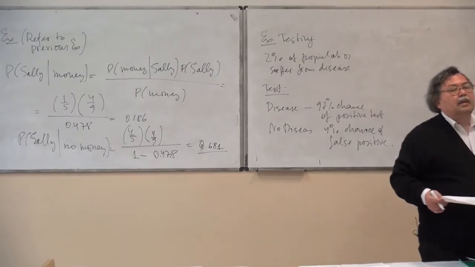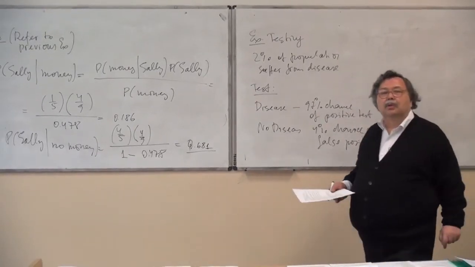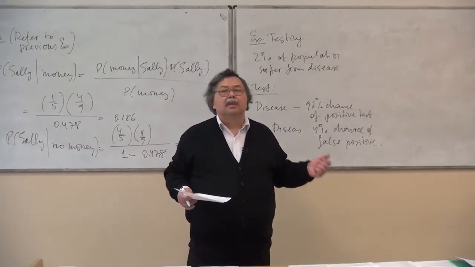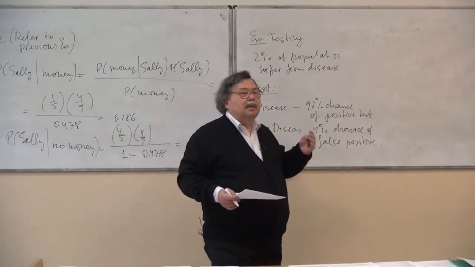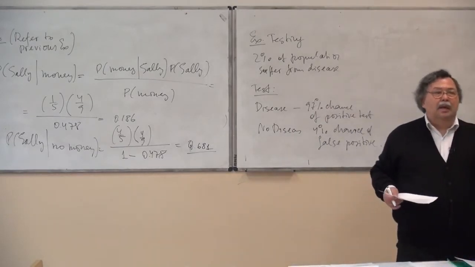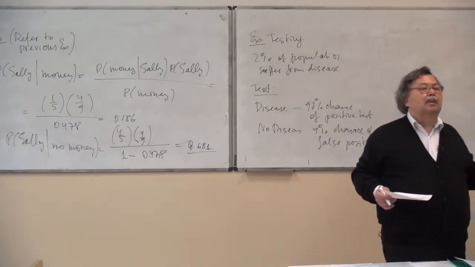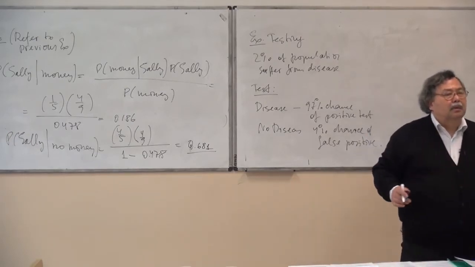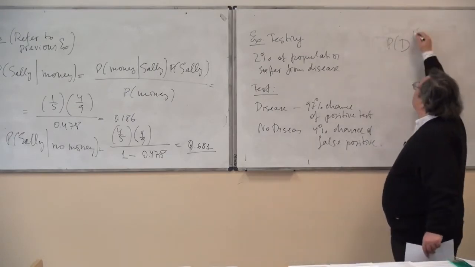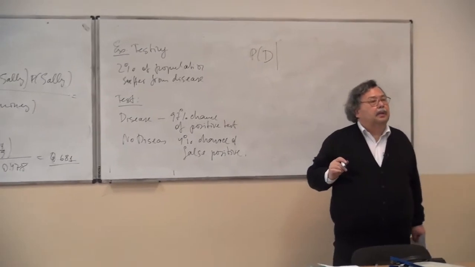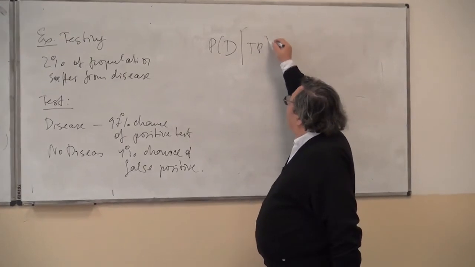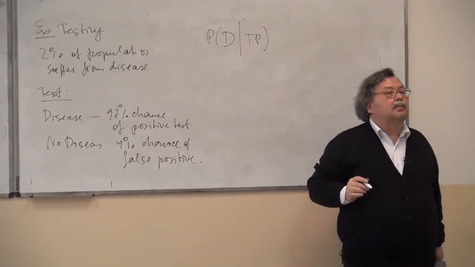Now the question is this: suppose somebody, an individual, is given this test and the result is positive. Positive doesn't mean good, again. Positive means that the test indicates the presence of this disease. What's the probability that the disease is actually there? What's the probability that the person actually suffers from this disease? So what's the probability of, let's use this letter D for the event that the person has the disease, given TP, and TP stands for the test positive, okay?